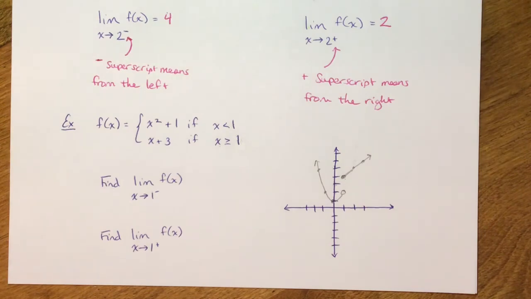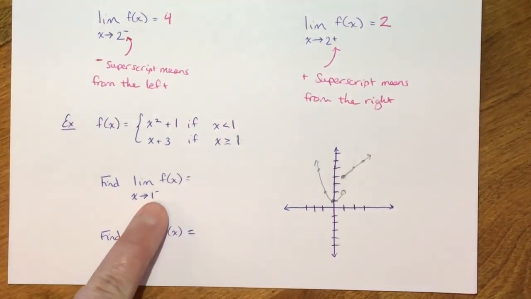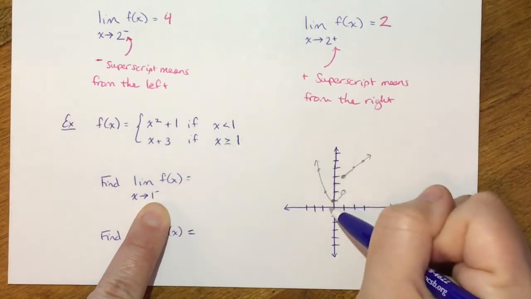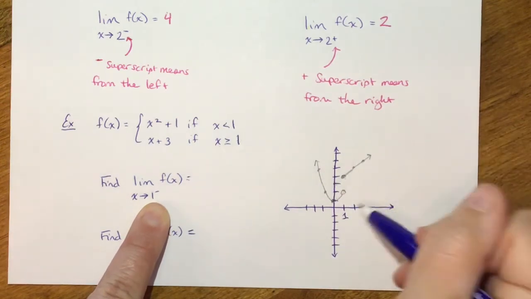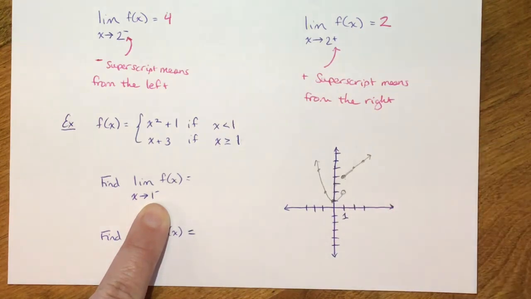Let's talk about the limits. So we're asked to find, do you recognize what that means? The left-hand limit. So as I approach x equals 1, right here, from its left-hand side, that means I'm on this part of the function. I'm getting very close to a y value of 2.